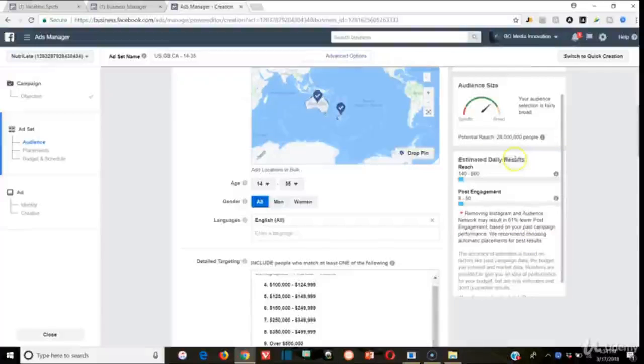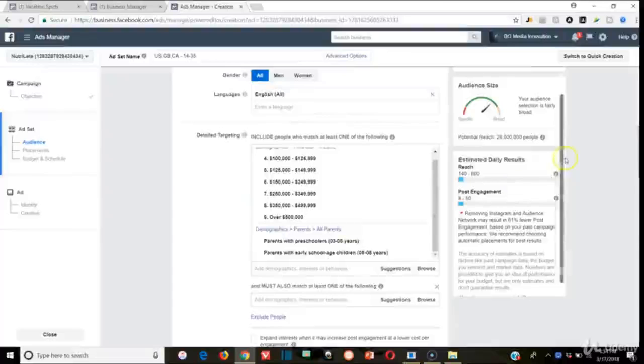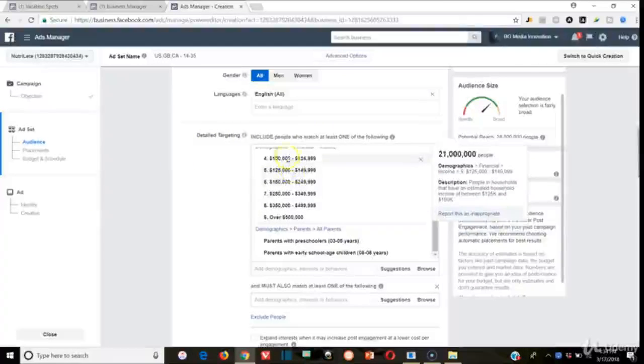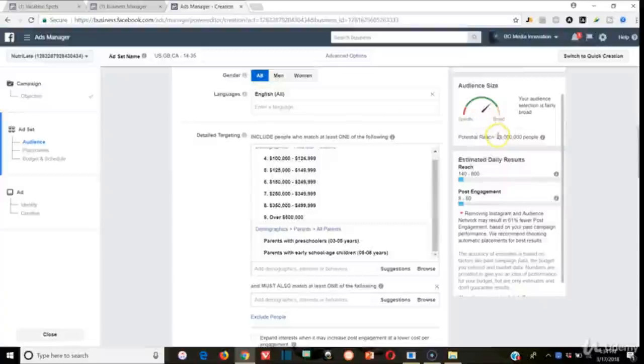You'll slowly start to see my potential reach get narrower and narrower as I continue to add detailed targeting. You don't want to be in the tens of millions. Anything a little bit lower than 10 million is good.